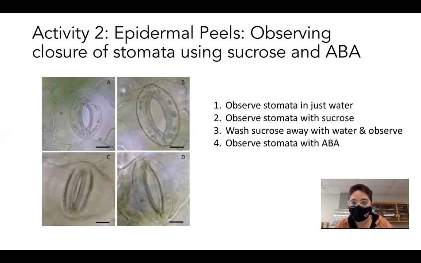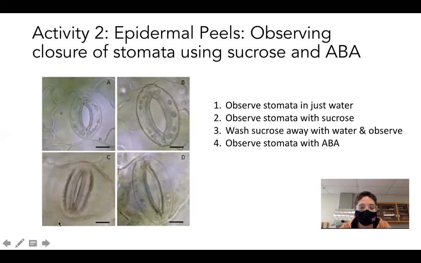In the second part, you'll drop some sucrose on the slide to see what happens. You'll then, in the third part, wash the sucrose away with water and observe again what happens. And then finally, you'll drop some ABA onto the slide and observe what happens there.